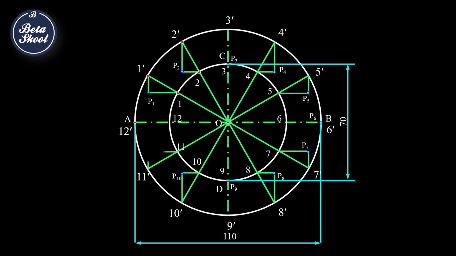Finally, draw a smooth curve passing through all the points, freehand or using French curves. This curve is the required ellipse.